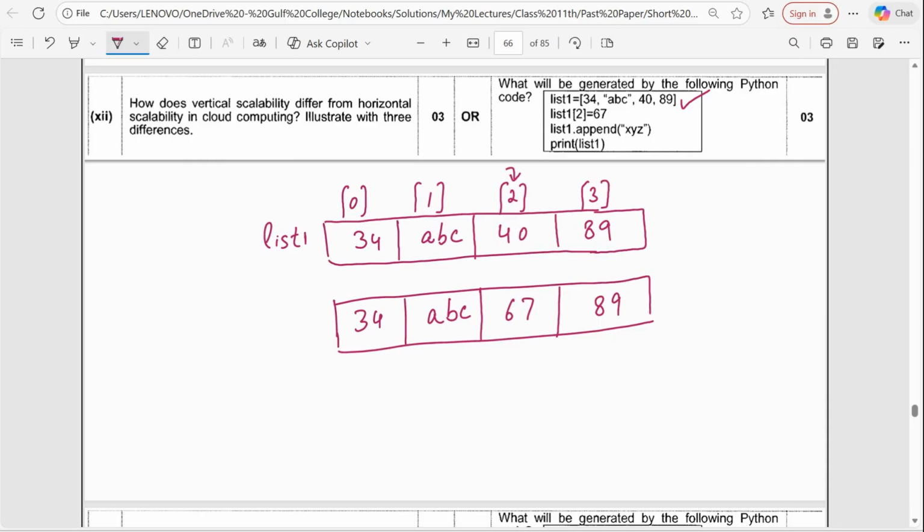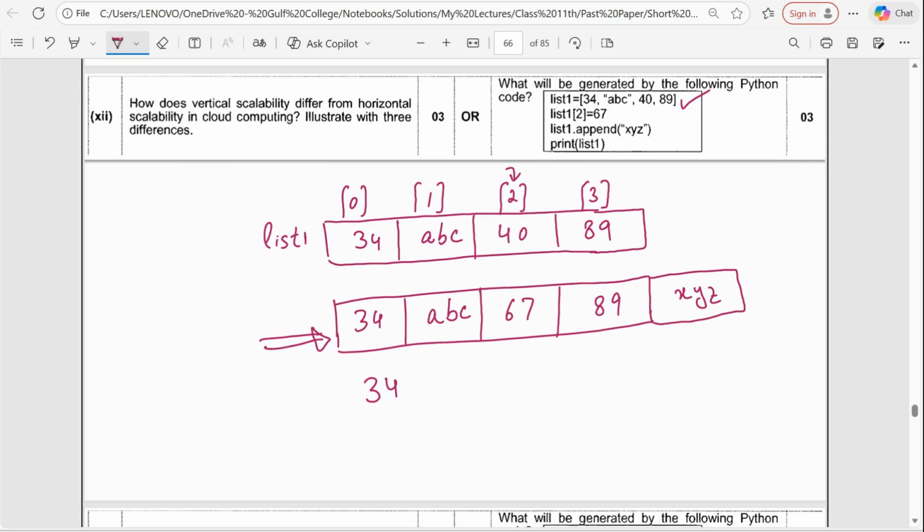Okay. Next, list one dot append XYZ. At the last, they will put XYZ. So, append means they will put it at the last element. I'm going to append to this list, and they have written X, Y, Z. When they want to print the list, it will display these values.